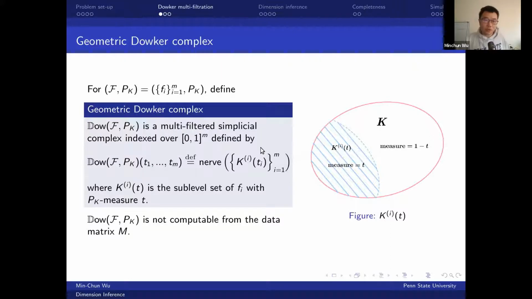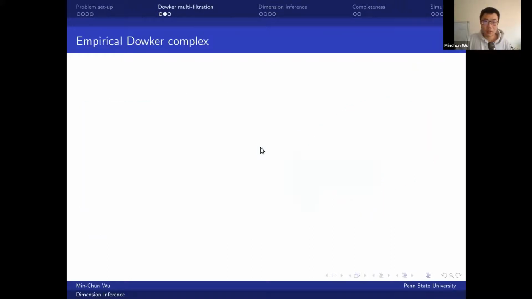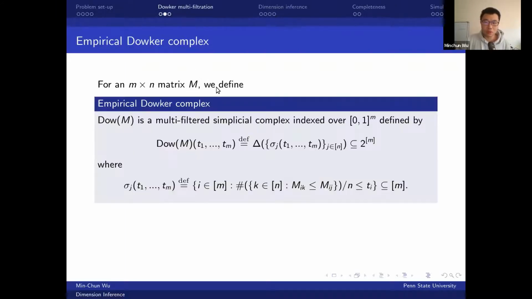Okay, so this is the first type of Dowker complex we consider. The second type is defined from the matrix. If we start from the matrix, we can define what we call the empirical Dowker complex as follows. It is again a multi-filtration over the index [0,1]^n. The definition is a generalization of the original Dowker complex of relations. I'm not going into too much detail here, but you just need to know that this complex is directly computable from the matrix.